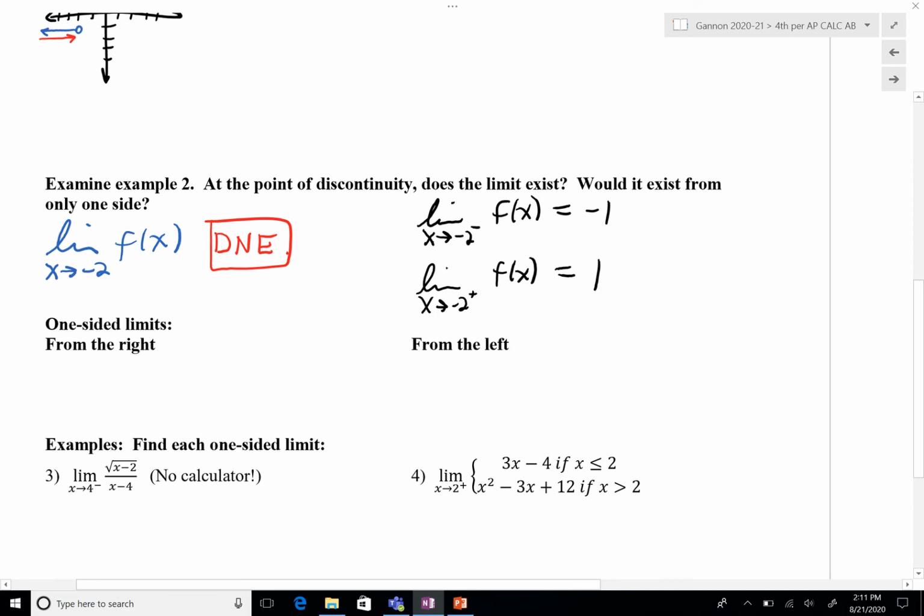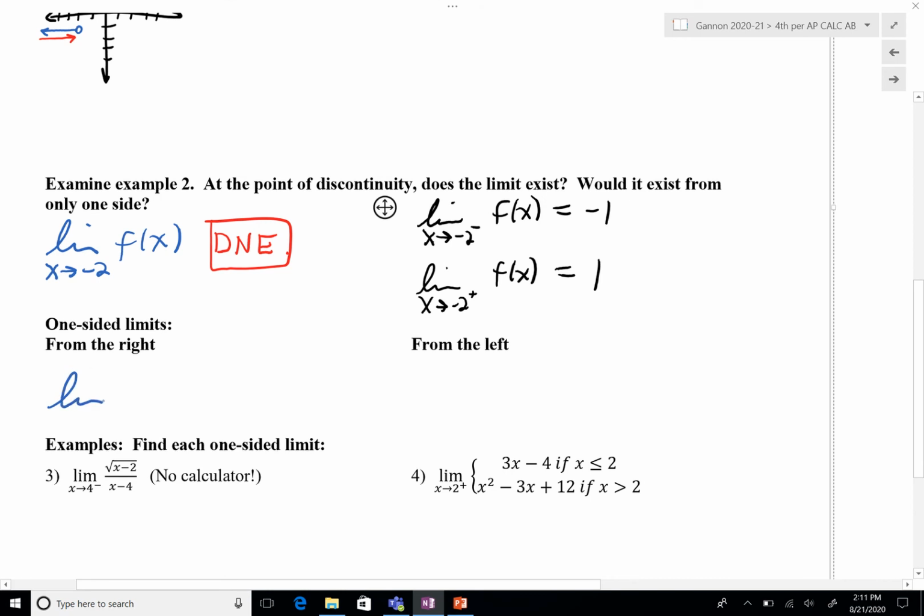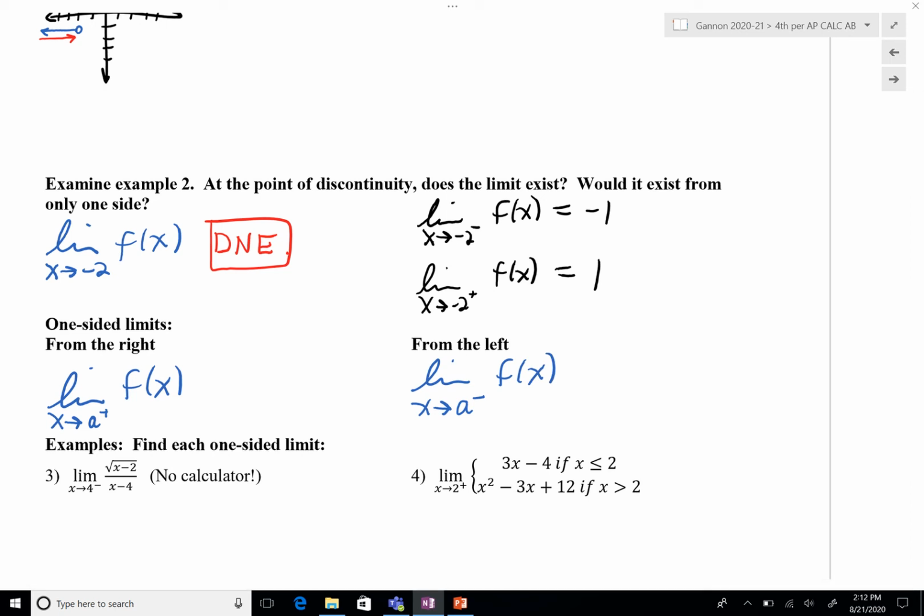So, a little reminder of notation for one-sided limits. If we're looking at one-sided limits from the right, we are going to use the notation that looks like this: the limit as x approaches a value a from the right of f of x. And if we are looking at a left-sided limit, or left-handed limit, we're looking at the limit as x approaches a from the left of f of x. It's definitely important that you get familiar with the notation so when you see it, you understand what a question is asking.